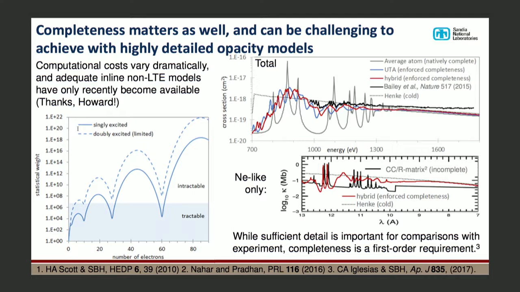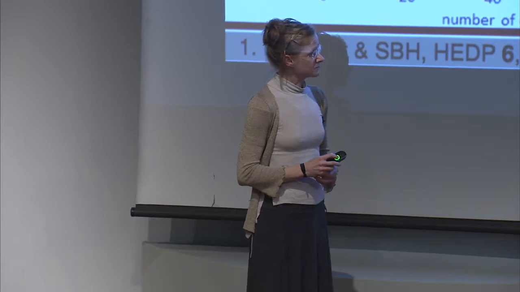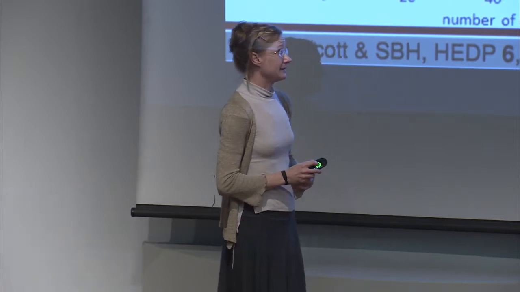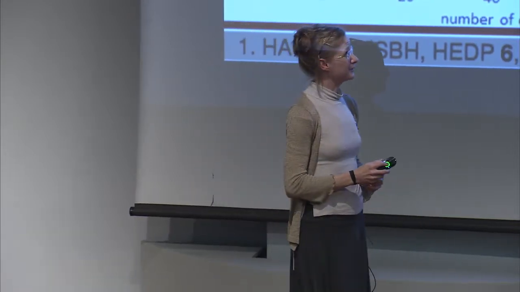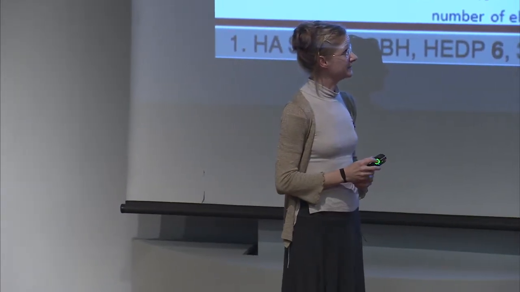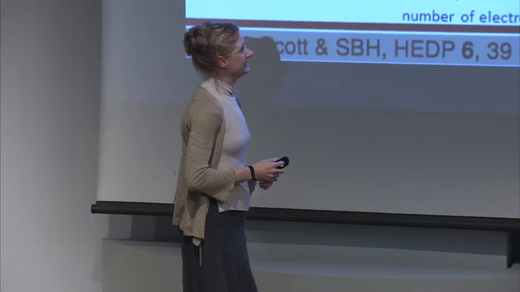Why? What's missing? We know these models are complete, and we know they're complete because they agree with the average atom. So in this way, it's a useful check on the consistency of these more complex models. And it's an essential check because when you do even harder work, so this takes about a minute, the average atom, the UTA takes 10 minutes, the hybrid model takes 100 minutes, something like that.